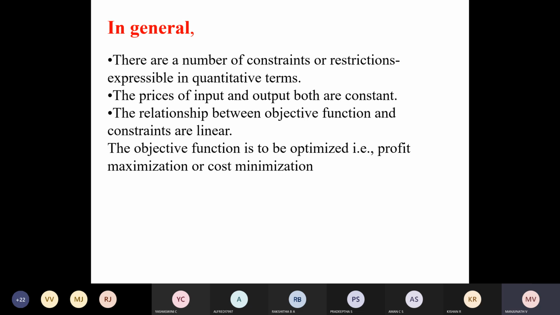This is about the four assumptions. It is important maybe for 5 marks or 10 marks. You need to explain all these with examples. In general, there are a number of constraints or restrictions expressible in quantitative terms. LPP means representing restrictions and constraints in quantitative terms, such as the relation between the price of input and output, and both can be constants. The price of input is constant, the price of output is constant, and the supply of raw materials and the market demand are both constants. If there are variations or risk, LPP cannot be applied.